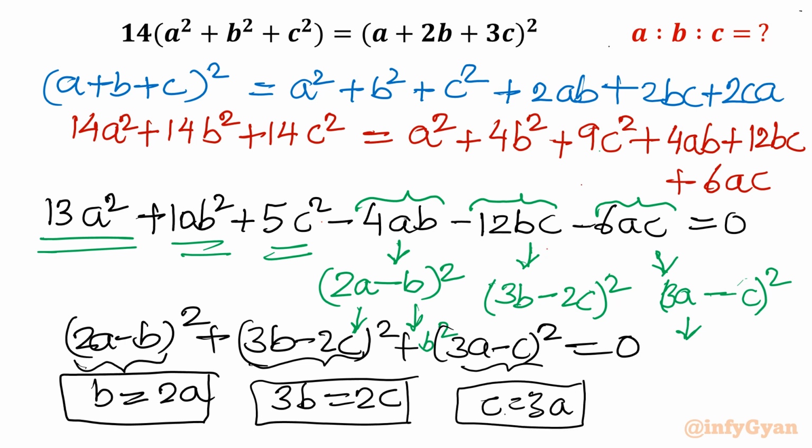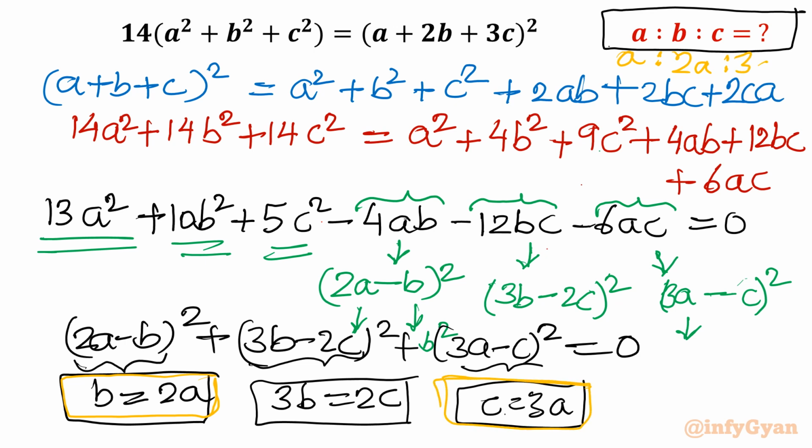So what is asked? A is to b is to c. So let me write here. Let me change this color so that you can see. In place of a, we will write as it is a. In place of b, we will put this value 2a, so I will write 2a. In place of c, we will write 3a, third result. So I will consider 3a. Now divide with the a. So what will be answer? A is to b is to c equal to 1 is to 2 is to 3. So this is our final answer.